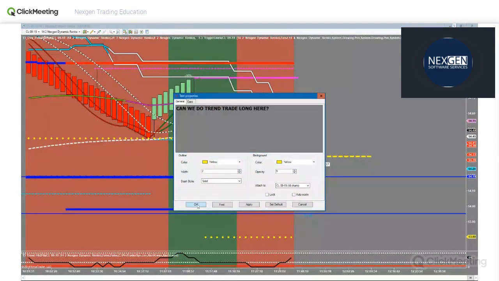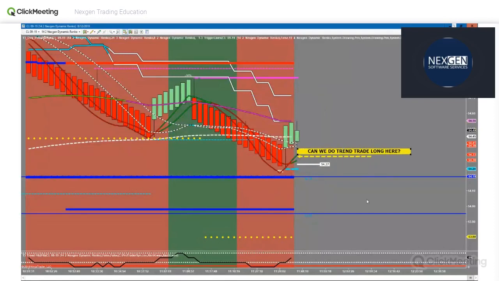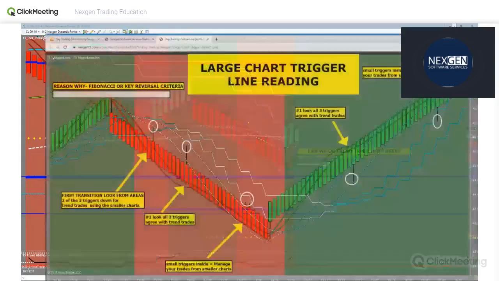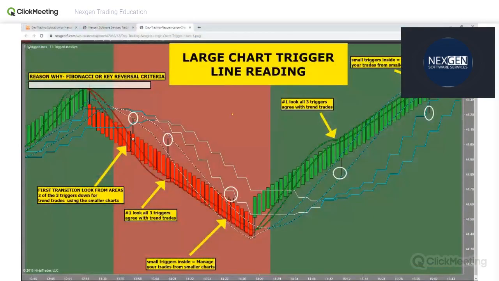High probability. And the answer is unequivocally no, because for high probability trend trades, the small triggers must be physically below all the others, and then you have it easy. Or the small triggers must be above all the others, and then you have it easy.